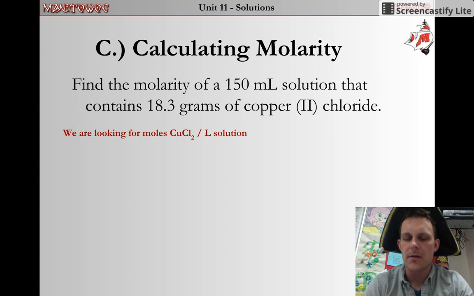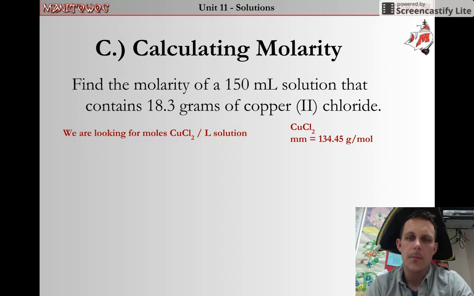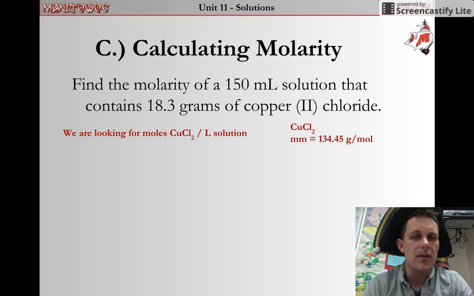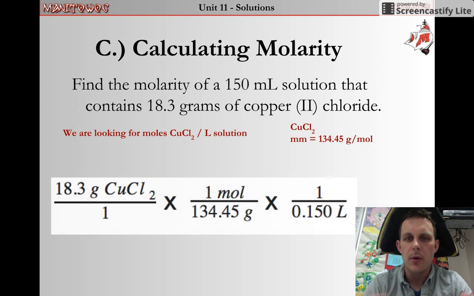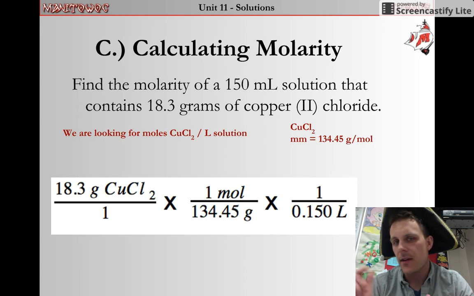Let's look at problem number 2 first. In order to change grams to moles, obviously we're going to need the molar mass. And if we've written our chemical formula correctly for copper 2 chloride, the molar mass is going to be 134.45 grams per mole. This is going to allow us to convert the 18.3 grams into moles. And if we put it into our stoichiometry, we'll notice that we start with our given 18.3 grams, use our molar mass to convert into moles, and then at the very end, we divide by the total amount of liters.